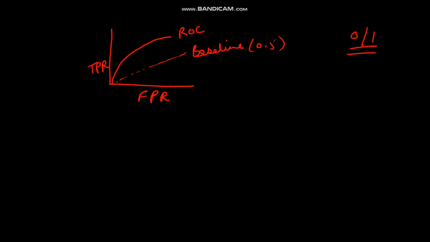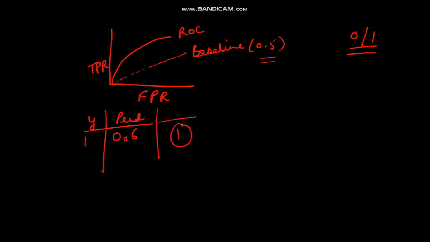Now in this case, suppose we have a few calculated values and we have to solve a numerical problem. Suppose the actual value is 1, and in this case we have a predicted value of 0.6. As we know that the baseline is 0.5, if the predicted value is more than the baseline, it will go into one category.